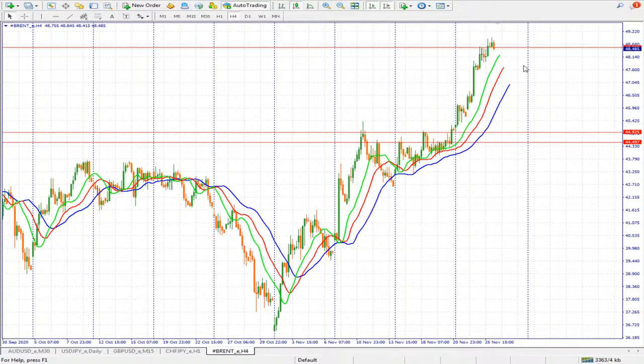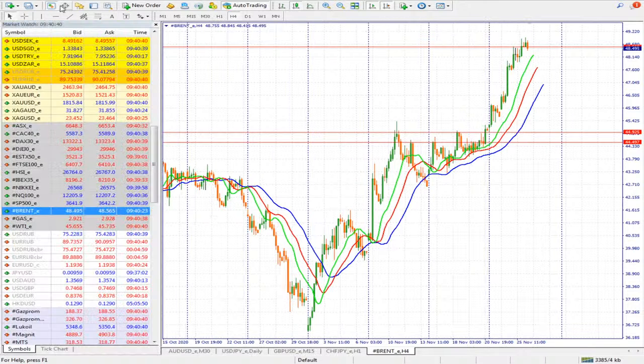The price may pull back slightly to the lower side, but overall we are still upwards. Therefore, I recommend we keep looking for buy positions, keep looking for buy orders. Expect price to move to the upper side.